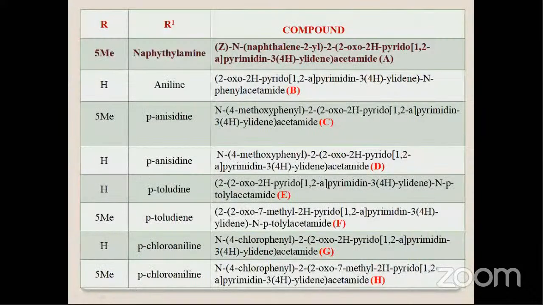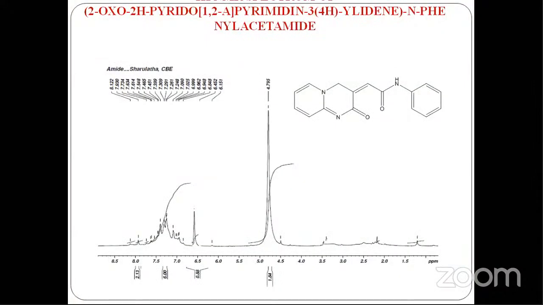These are the eight compounds we have synthesized in our laboratory, and we also carried out the characterization for all 8 compounds. So here I am explaining for only one compound. This is the proton NMR of the acid with aniline, that amide. The peaks at 4.7 and 6.5 show the presence of hydrogen outside the ring, and the multiple peaks at 7.0 to 8.0 show the presence of the pyridine ring as well as the benzene ring.